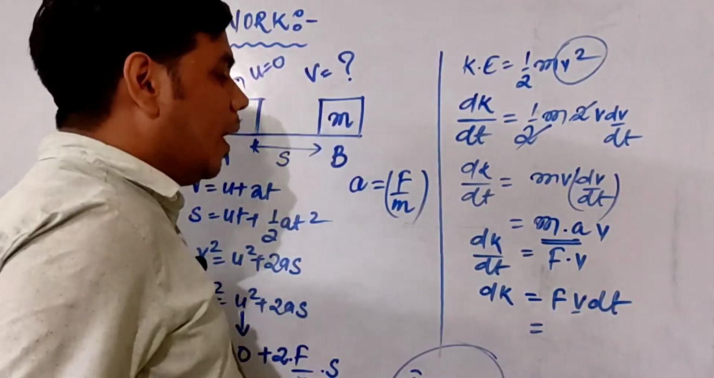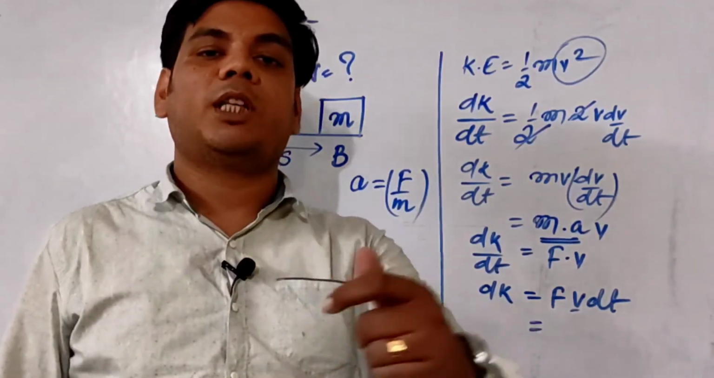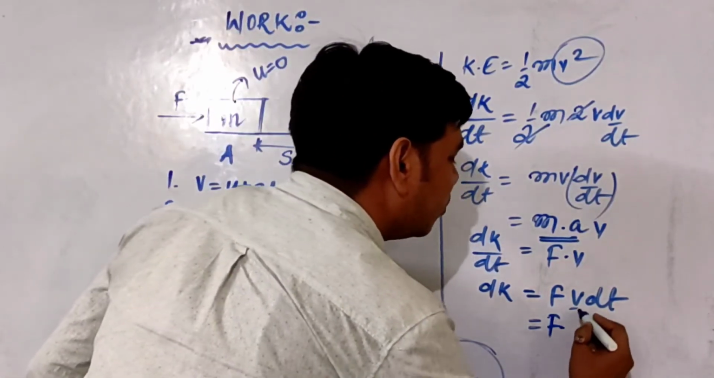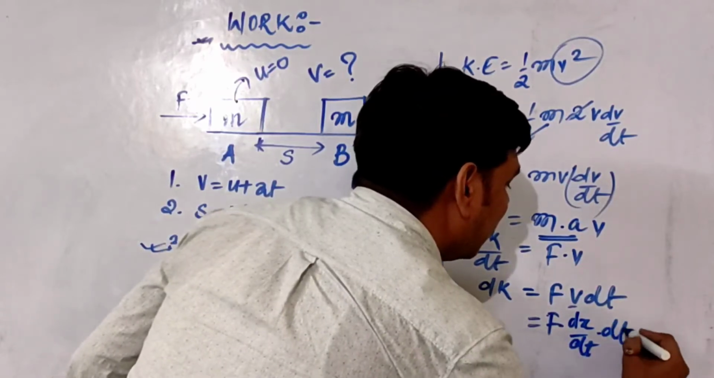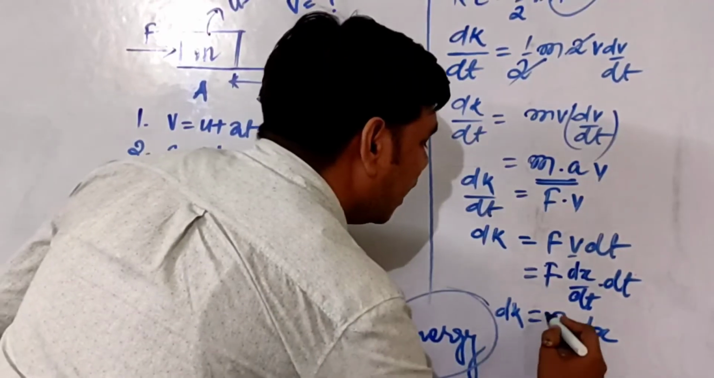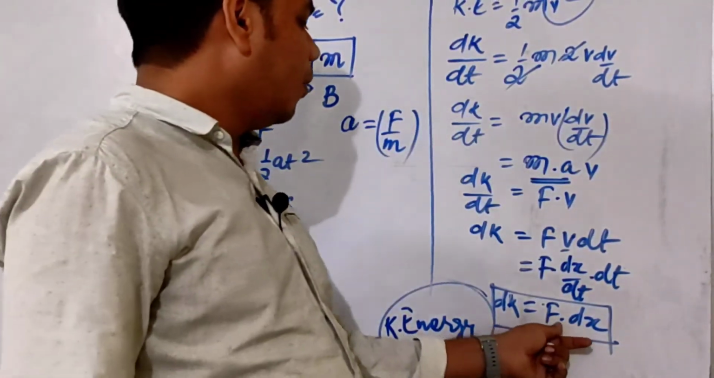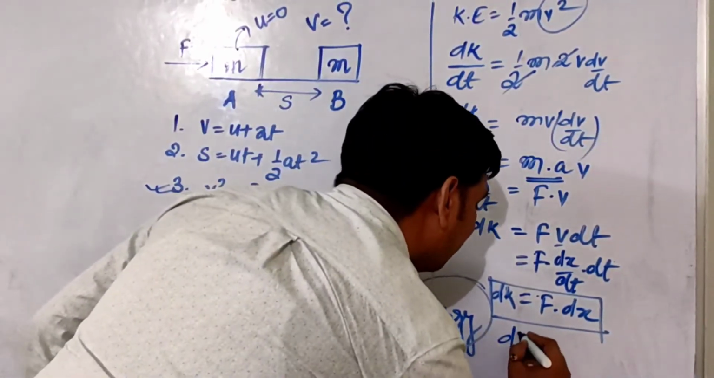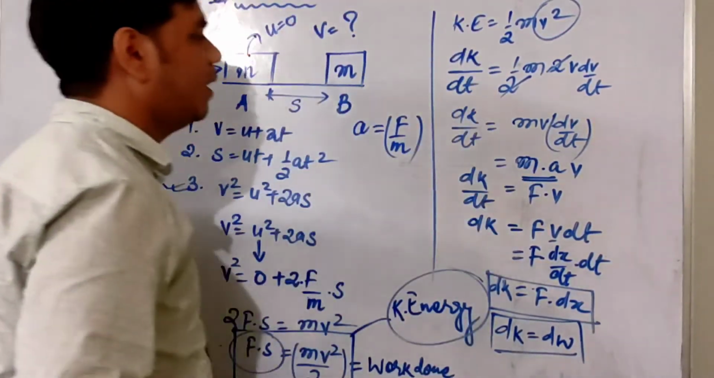And if somebody asks you what you mean by velocity, then you can say that the rate of change of position with respect to time is known as velocity. So instead of v, we write v is equal to dx upon dt. Here dt will cancel out, and finally we will get F dot dx. As I have already told you, the product of force and displacement is the work done. So instead of F dot dx you can write dW. dW means a small amount of work done by that force.